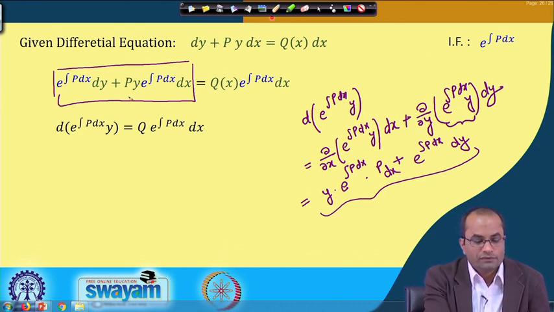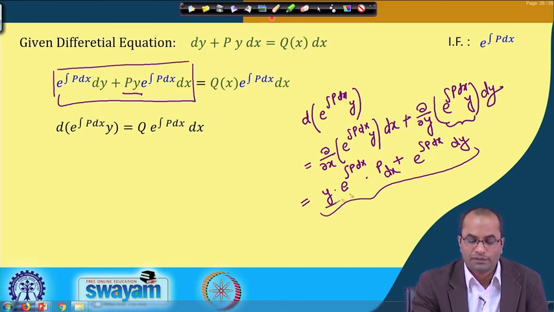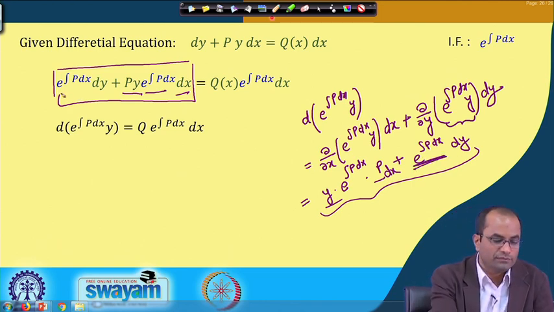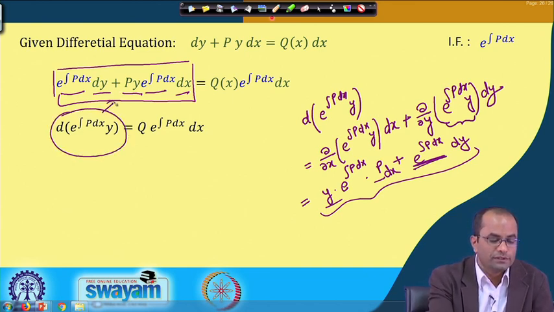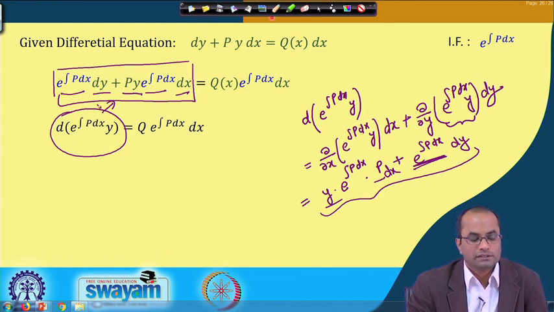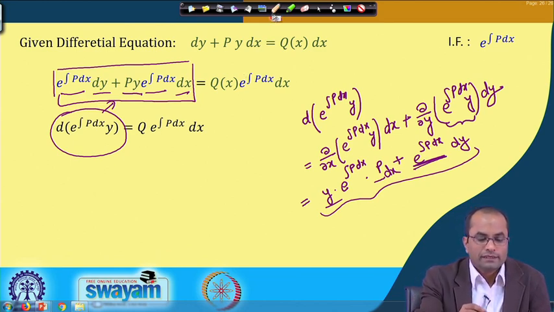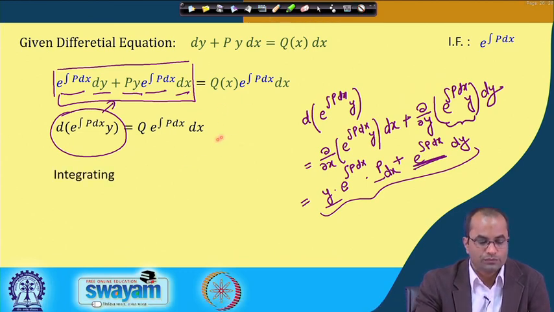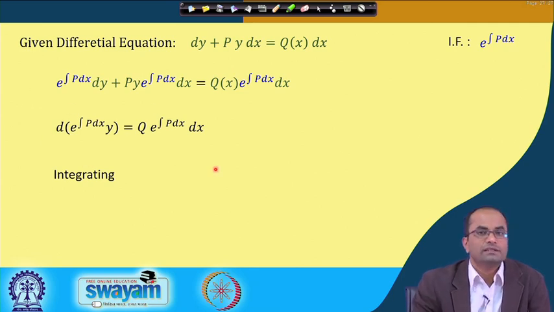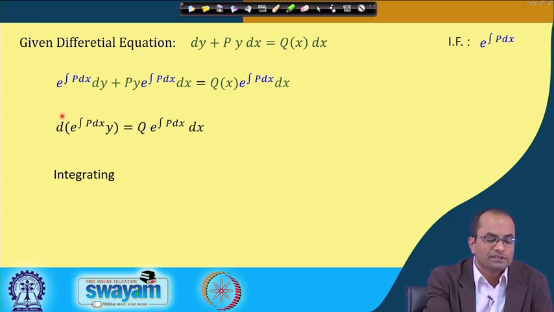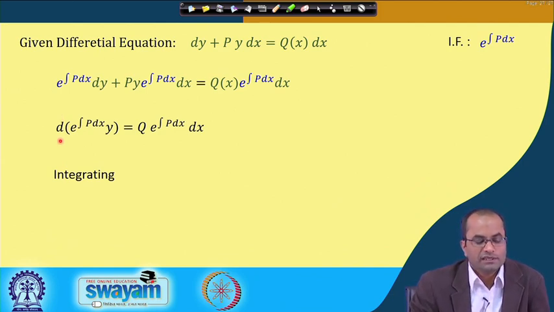Exactly that is what we have here: p times y times the exponential term with dx, and e to the power integral p dx times y with the dy term. So, this is the total differential of the function e to the power integral p dx times y, and the right hand side is q times the exponential e to the power integral p dx times dx. What is the point now? We can easily integrate this equation, because on the left hand side we have the differential of e to the power integral p dx times y, and the right hand side is some function of x.